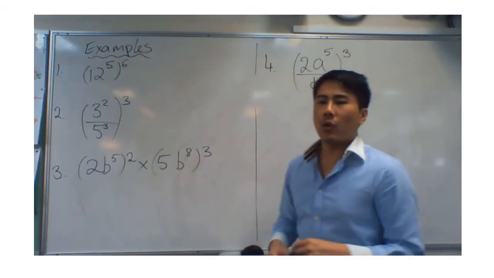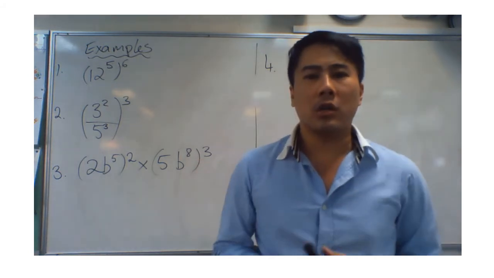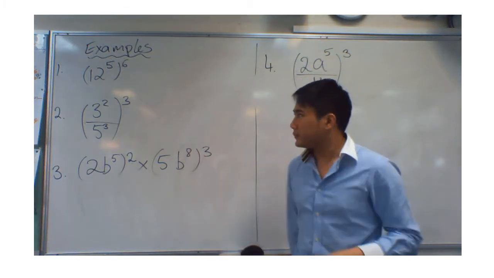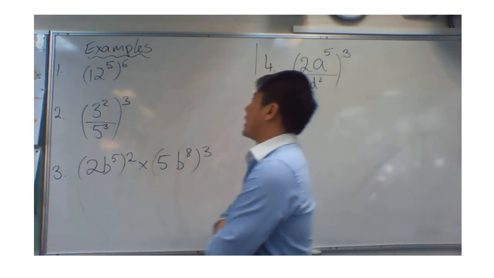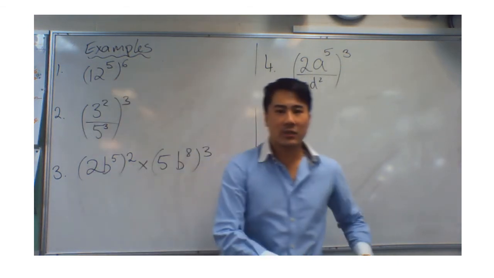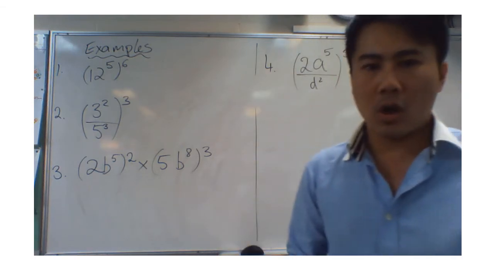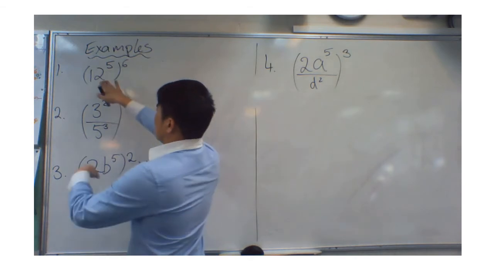Okay, so I'm going to do 4 more questions with you. This time we're going to step it up even more. We're going to include all 4 index laws into our equations. Let's look at our first question. I've got 12 to the power of 5, then I'm going to raise it to the power of 6. Which index law are we going to use? We are going to use the power law, the fourth one. Power of power.